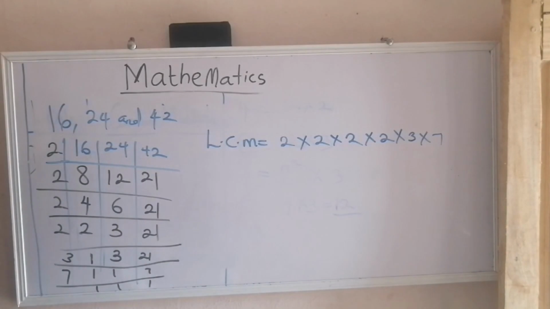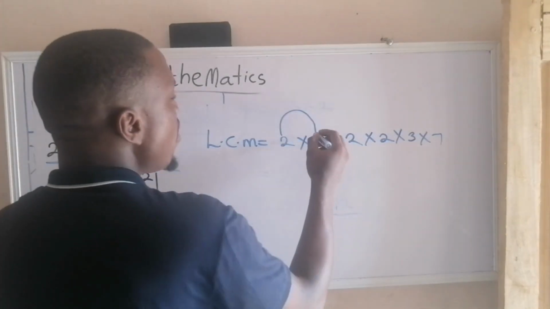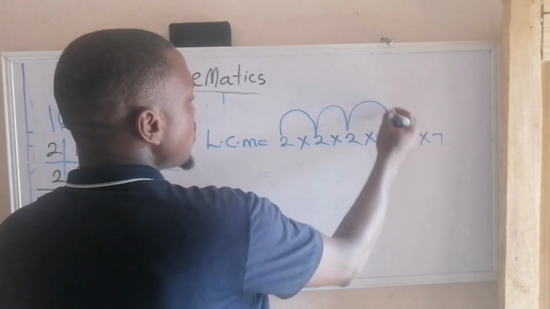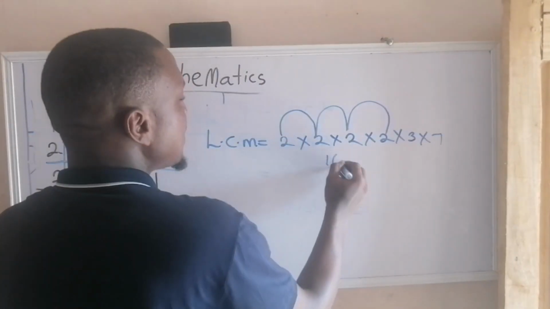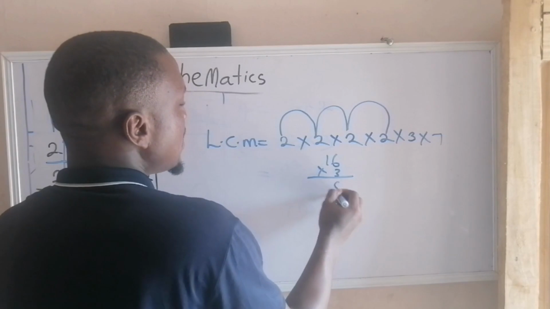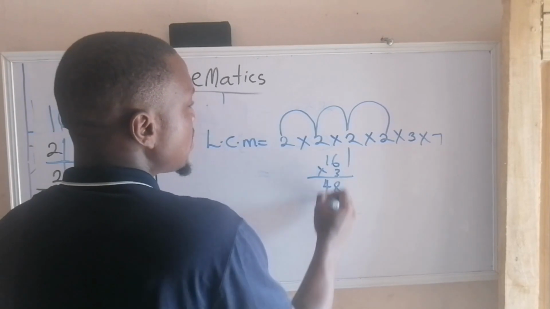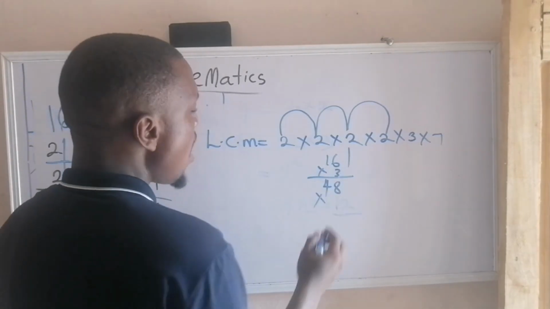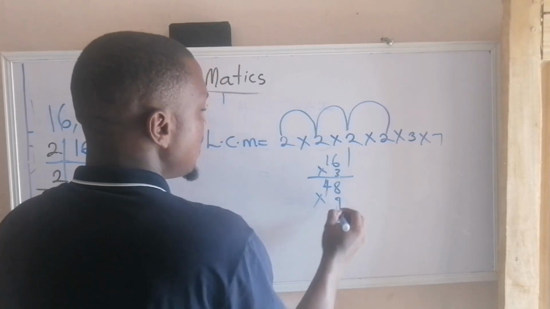2 times 2. So what is 2 times 2? 2 times 2 is 4. 4 times 2 is 8. 8 times 2 is what? 16. So what is 16 times 3? 3 times 6 is what? 18. Keep 1. 3 times 1, have 48. Then you have 48 times 7.